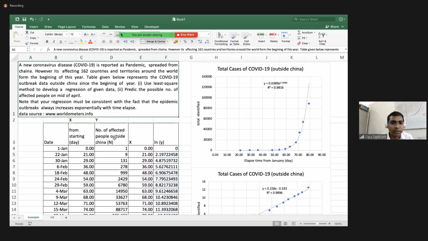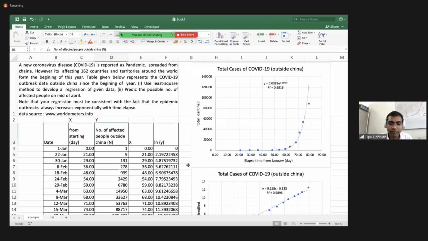And if not given any hints, in that case, what will you do? You simply take any from your judgment, and you need to mention that, okay, I am considering linear regression, or I am considering polynomial of second order, or I am simply considering exponential, or anything else.